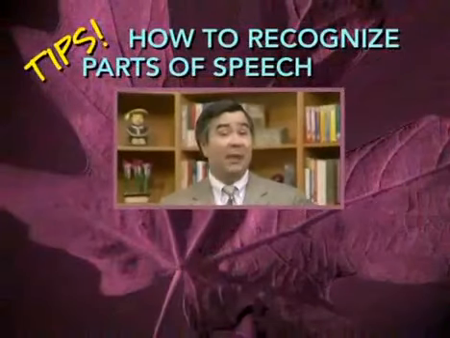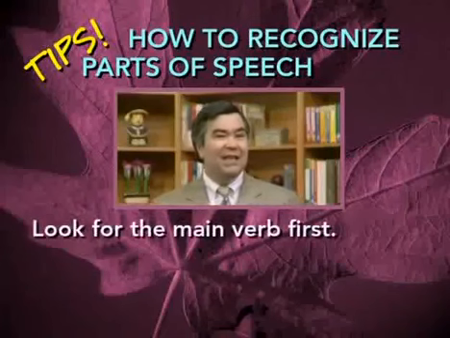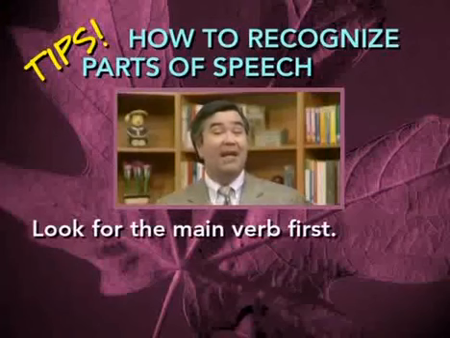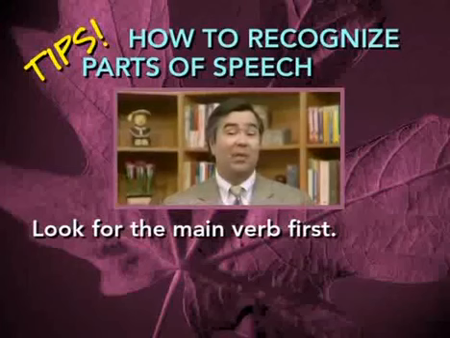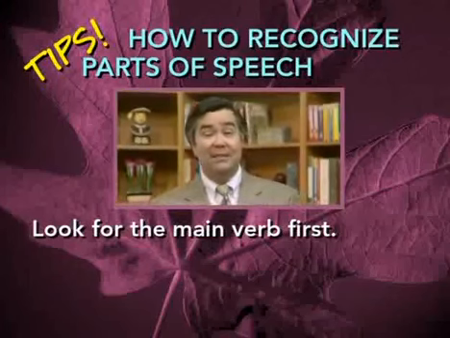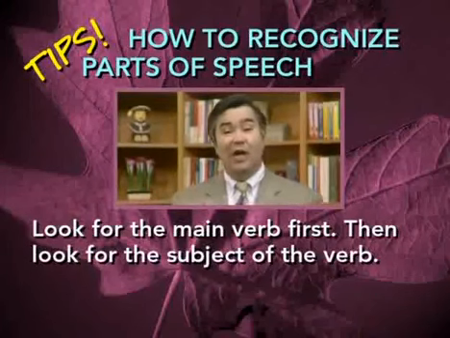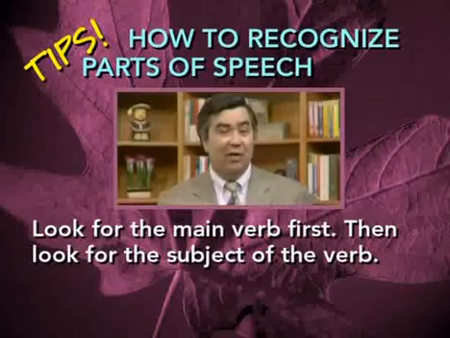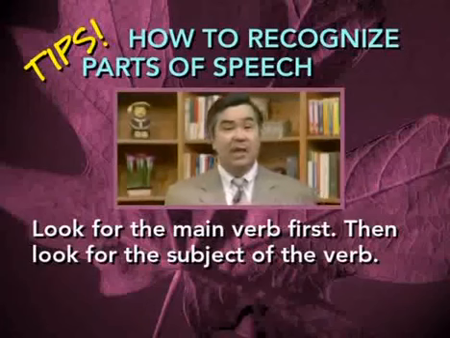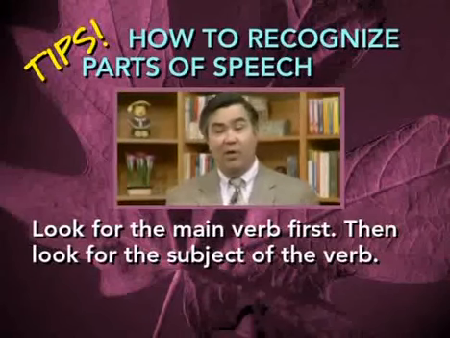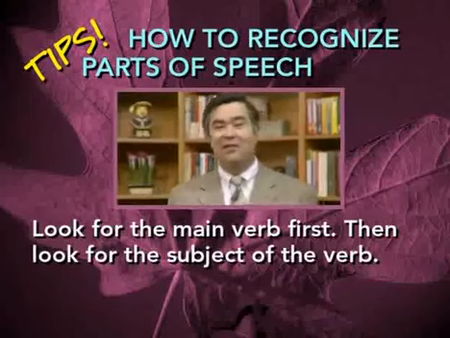Here are a couple of tips about how to recognize parts of speech in sentences that you're writing. First, the easiest thing to find is usually the main verb. So look for the verb that appears in the sentence when you're trying to identify parts of speech in your sentences. Then look for the subject of the verb, that is, the person, place, thing, or idea which does the action of the verb, or which the state of being of the verb refers to. That subject will be a noun or a pronoun.